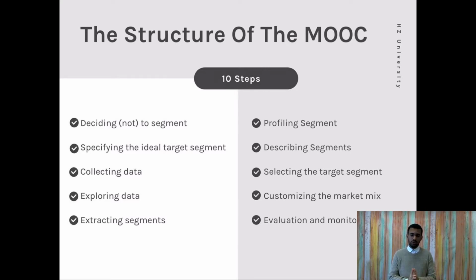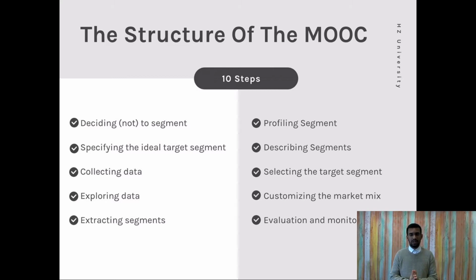The fifth point is extracting segmentation. When I speak about extracting segmentation, that is selecting the most ideal data that we need. Sixth, we have profile segments. So I will have to identify what the main segments are, and we make a portfolio for them. Next, we'll have describing segments. So we need to know what the main characteristics of the segment we are targeting are.